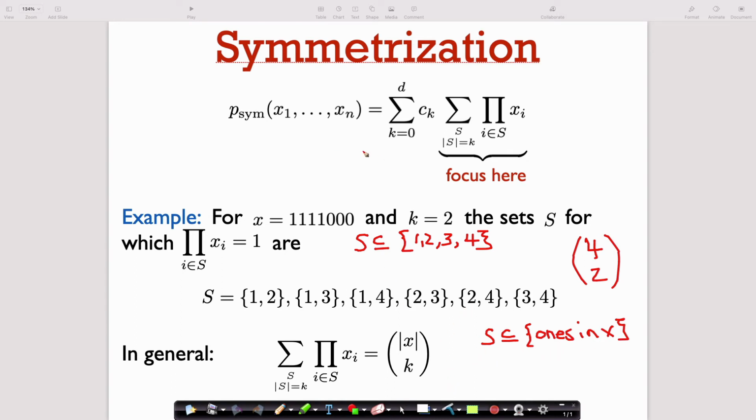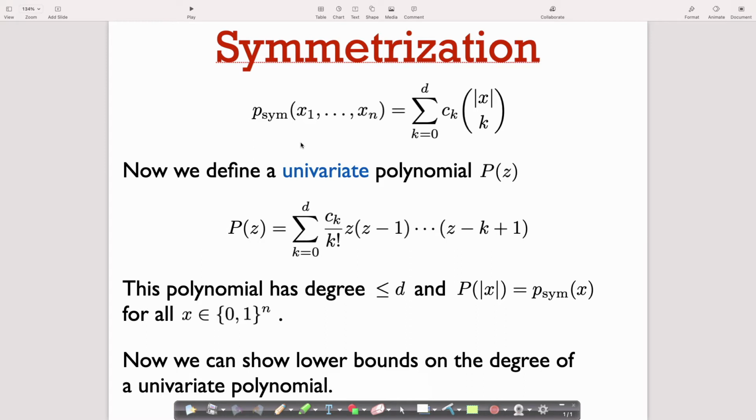Okay, so we can use that to further simplify our polynomial P_sym. So now P_sym looks as follows: just a sum over k from 0 to d of c_k times this binomial coefficient. And you see here that this expression only depends on the Hamming weight of X. So what we're actually going to do now is to define a univariate polynomial, P of z, such that P of the Hamming weight of X is actually equal to P_sym of X.